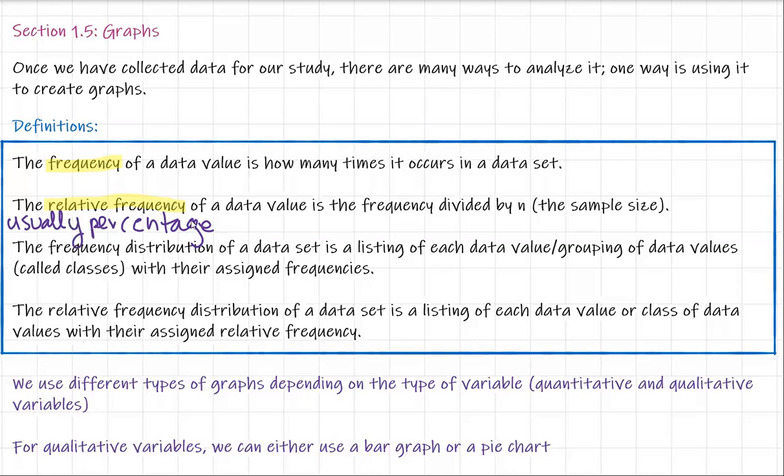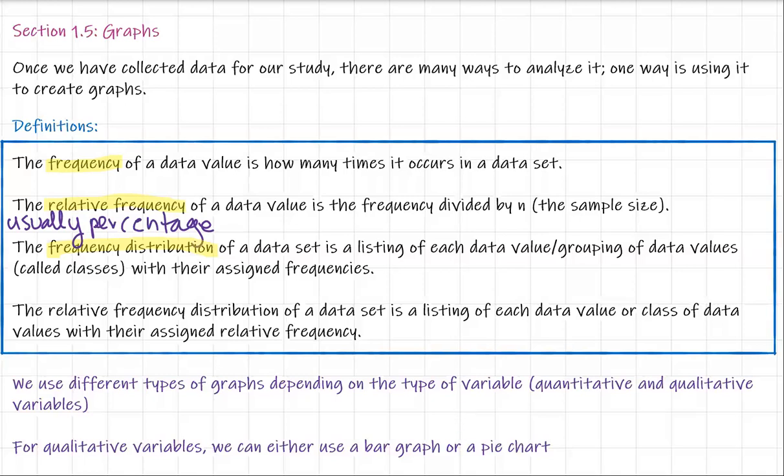It's usually a percentage, okay? Now, when we talk about the frequency distribution, pretty much what we're doing is taking all the frequencies that we found and putting them in a nice little table. It's a listing of each data value with its assigned frequency. So I'm putting all my fruits in a table, apples, oranges, bananas, etc., all the ones that were in my study. And next to it, I'm listing the frequency. I had 20 people that liked apples, I had 30 people that liked bananas, etc.